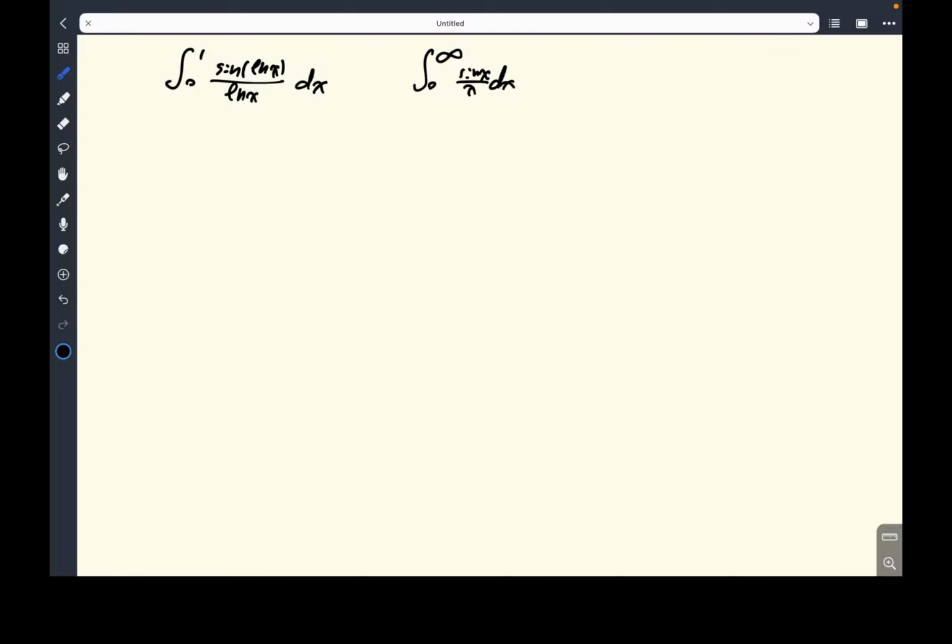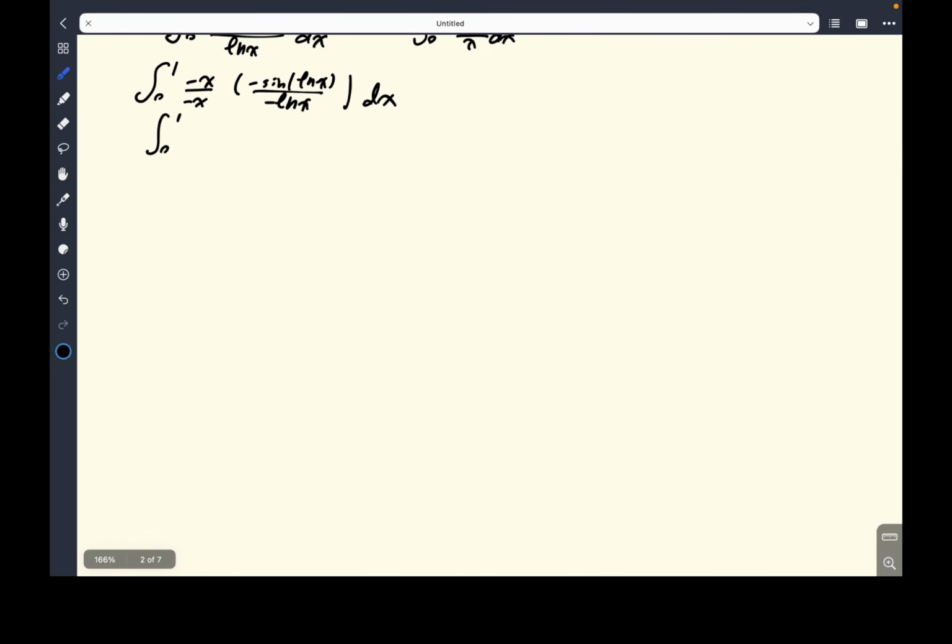To make our work simpler, and you'll later see why, I'm going to multiply and divide by negative x over x, and again multiply and divide the sine of ln x over ln x by a negative, so I wouldn't have changed anything. Now, negative sine of ln x is actually equal to sine of negative ln x. So here, negative x over negative x, sine of negative ln x over negative ln x dx.